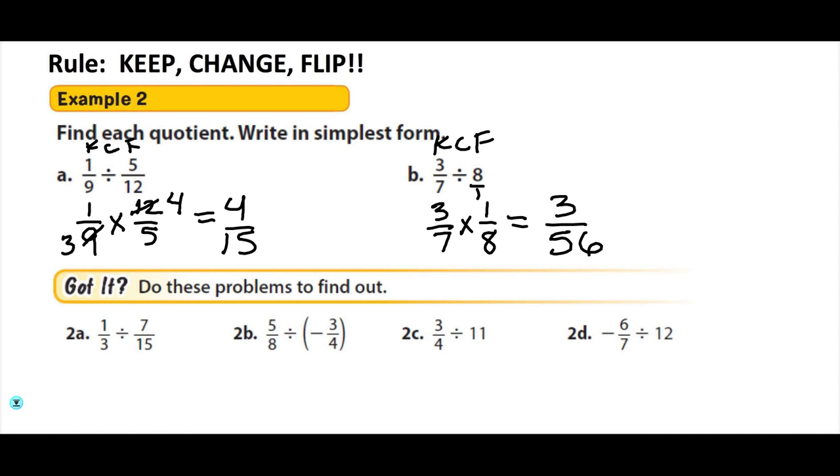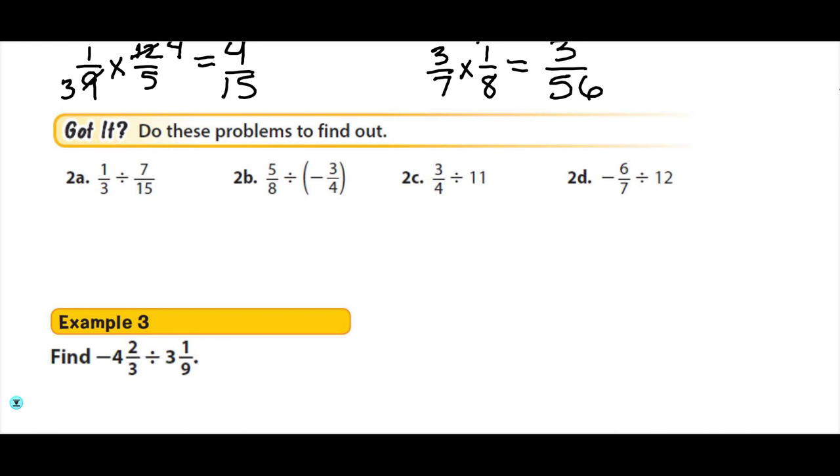All right, if you think you got it, go ahead and try 2A, B, C, and D. If you're still not quite sure on how to do them yet, I'm going to do 2A, then 2C, then 2B and 2D, because I really want you to try these on your own as much as you can. Let me scroll down a little bit here.